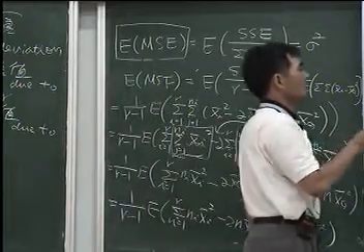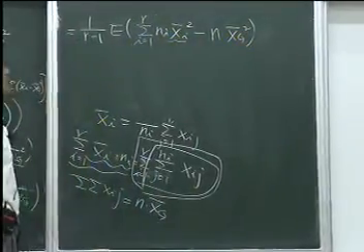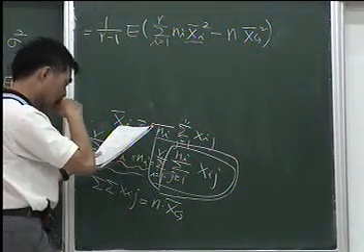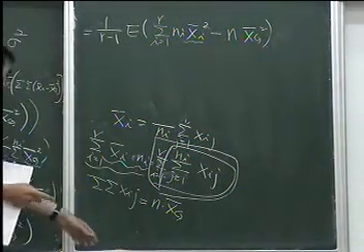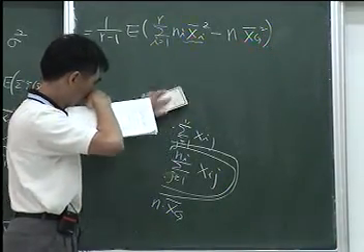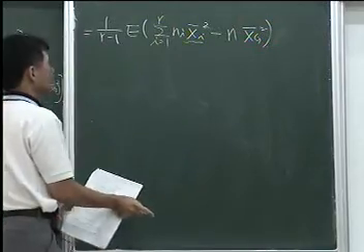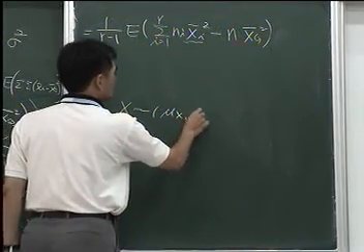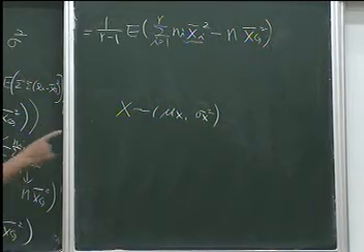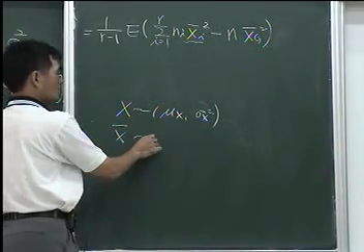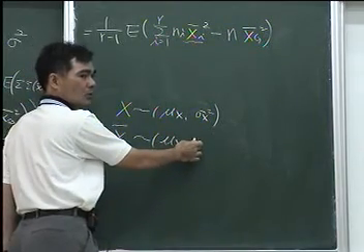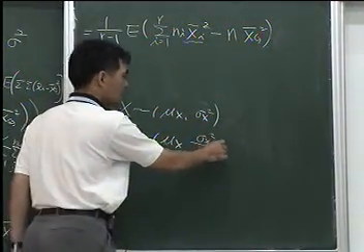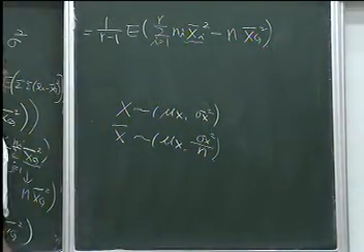Then there's something we know here. But before we do that, let us simplify it further. Anyway, we can deal with it here. If you know x and the mean is mu_x, the variance is sigma_x squared, then what about x bar? X bar would have mean mu_x, and the variance is sigma_x squared divided by n, right?